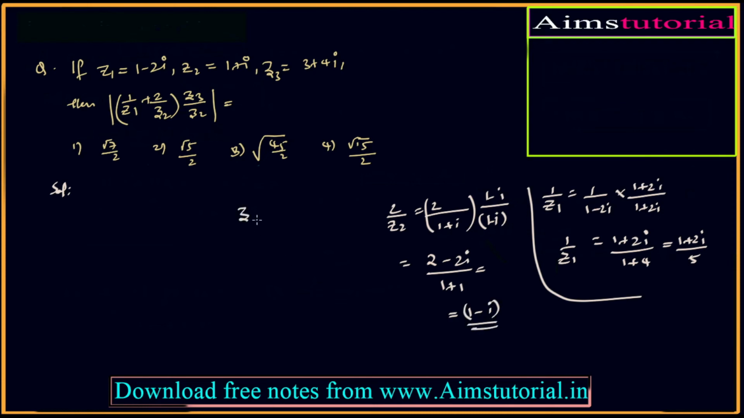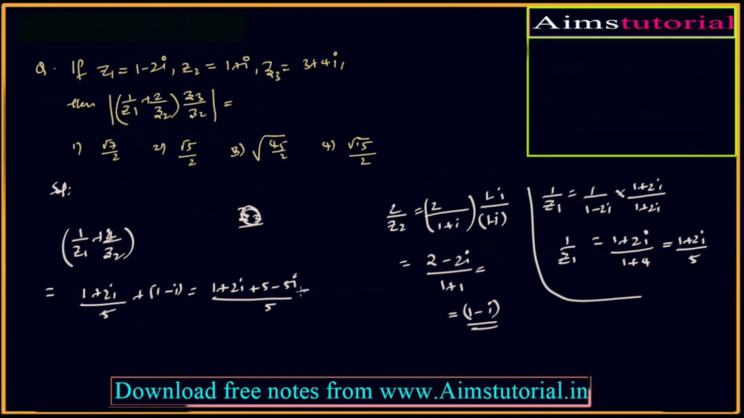Next, z3 by... now addition of these two: 1 by z1 plus 2 by z2 equals 1 by z1 is (1 plus 2i) by 5, plus 2 by z2 is (1 minus i). So 1 plus 2i plus 5 minus 5i, divided by 5, is 6 minus 3i by 5. So this is 1 by z1 plus 2 by z2.